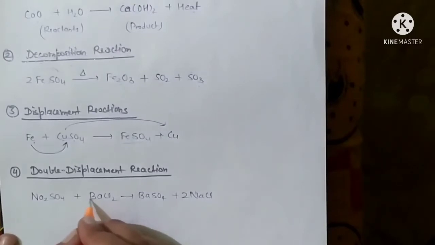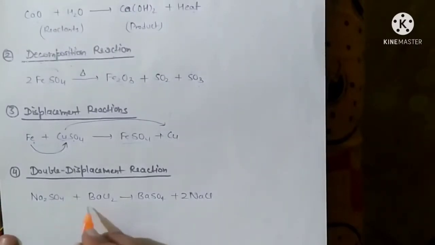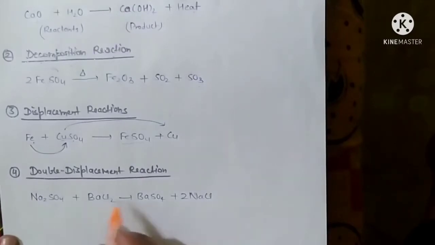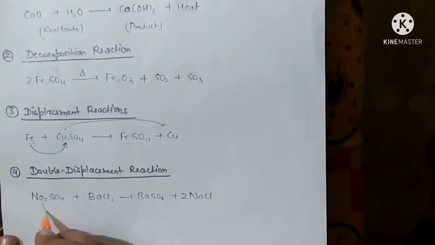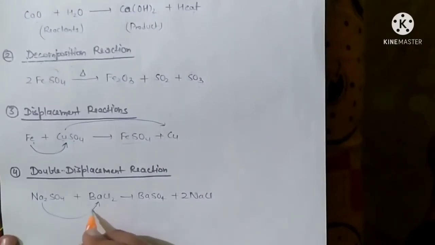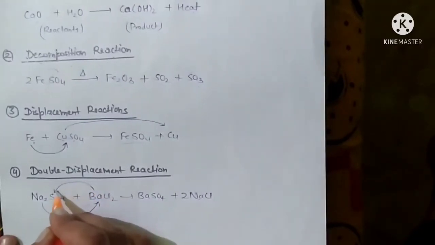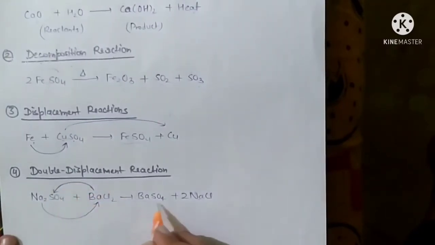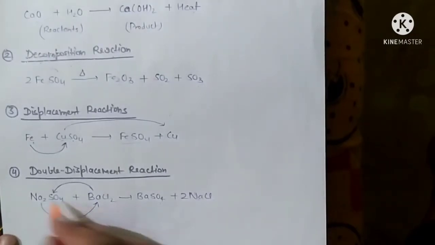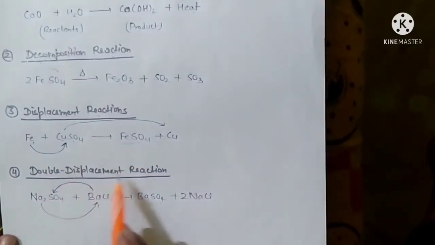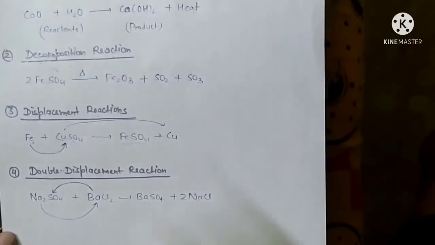So what happened in this reaction? Displacement takes place, but both compounds take part in this displacement reaction. Like sodium displaced and joined with chlorine and formed NaCl, and barium joined with sulfate and formed barium sulfate. So this is your double displacement reaction. In displacement reaction, only one element displaces another element, but in case of double displacement reaction, both the elements displace each other and form products simultaneously.